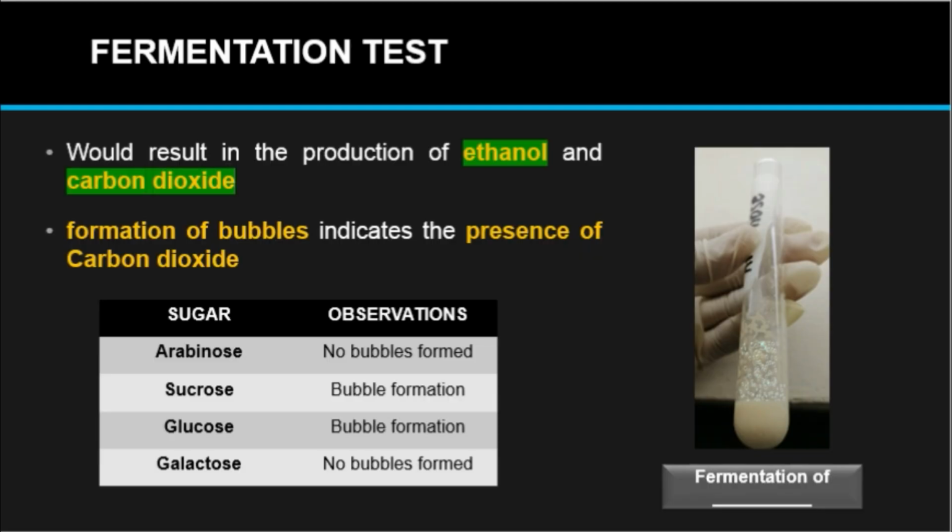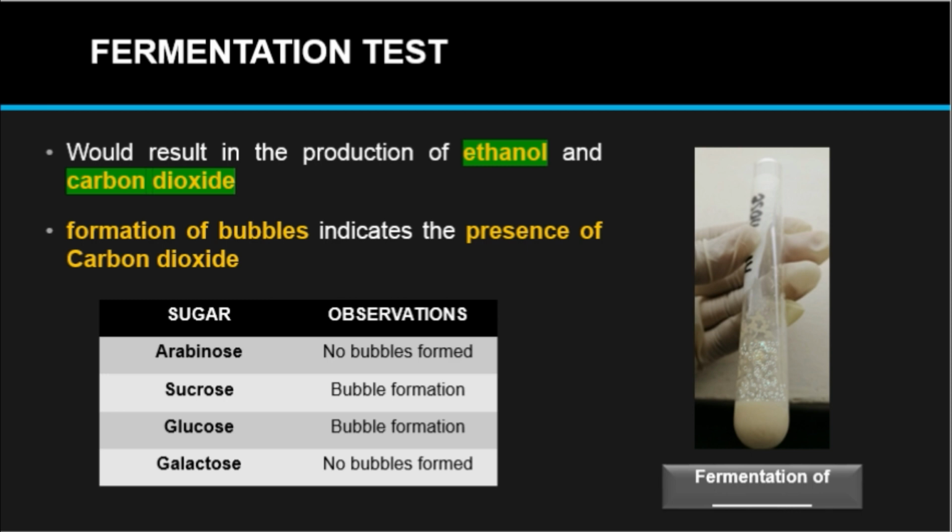So next we have the fermentation test. Five drops of sample were subjected to a 20% suspension of ordinary yeast, then it was left for 30 minutes. Fermentation would result in the production of ethanol and carbon dioxide. So formation of bubbles indicates the presence of carbon dioxide.